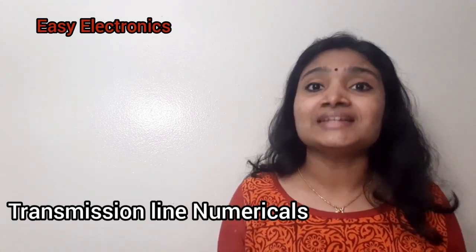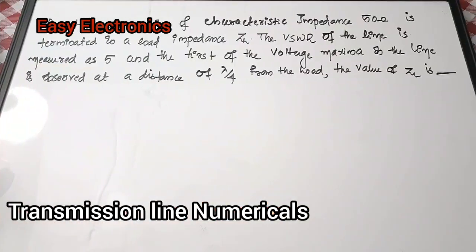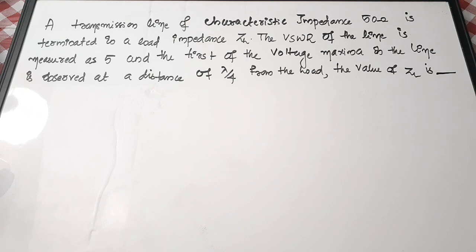Okay. So let's see the questions. So in this video, we are going to see some numerical questions from transmission lines of EMT. The first question is this. A transmission line of characteristic impedance 50 ohm is terminated in a load impedance of ZL.